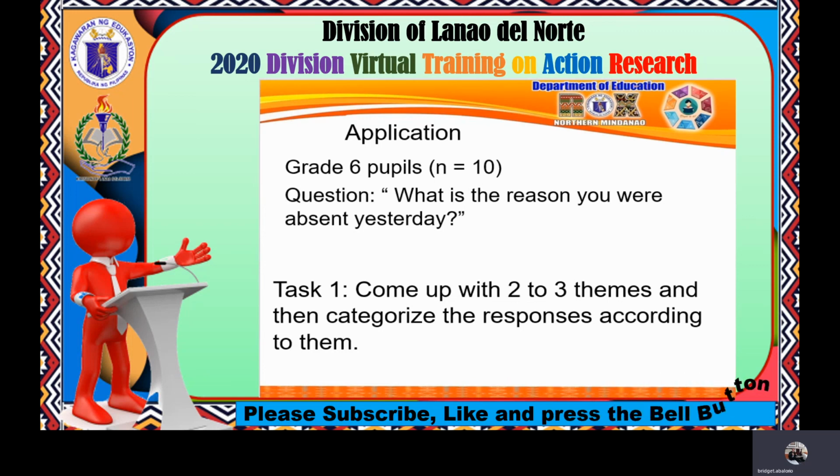Okay. So, application: given grade 6 pupils, out of maybe 50 students or 40 students, your total sampling population is 10. Given question, what is the reason you were absent yesterday? Okay, those are the given data. Task 1 for you to do: come up with 2 or 3 themes and then categorize the responses according to them. The same is true to what we did a while ago in our discussion, that you make a certain theme with the corresponding responses.